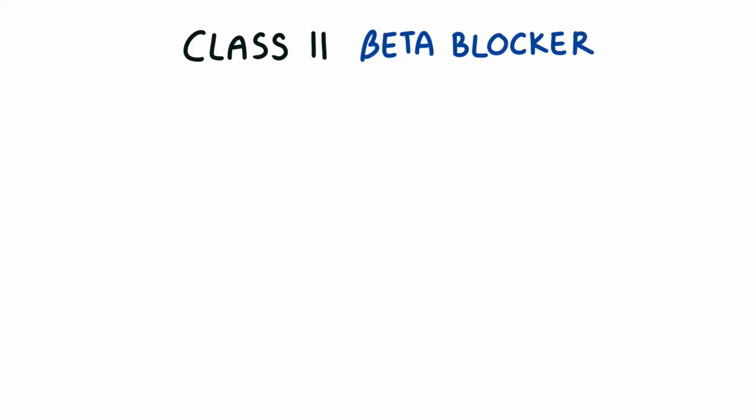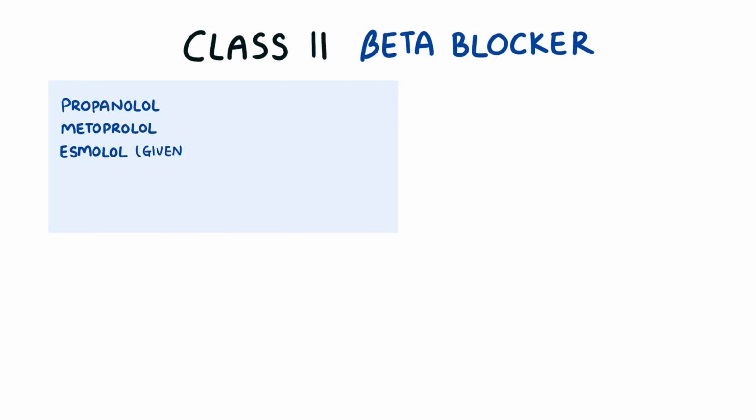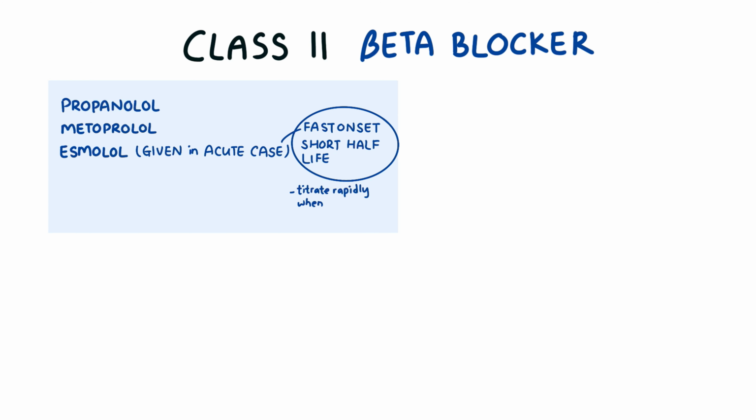Moving on to Class 2 drugs, the beta blockers. We have propranolol and metoprolol. These are two of the most widely used beta blockers. And then there's esmolol. It is often given in acute or emergency cases due to its fast onset and a remarkably short half-life, which allows it to titrate rapidly when necessary. Another common one is atenolol.